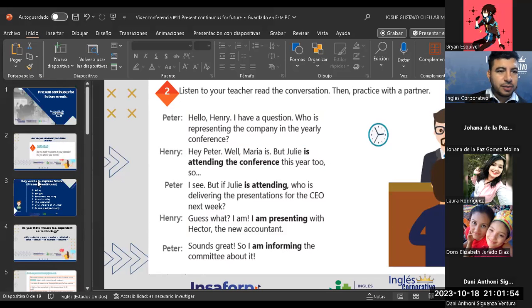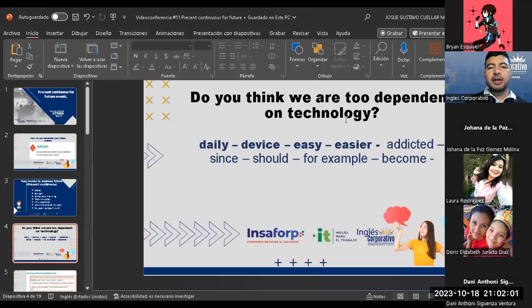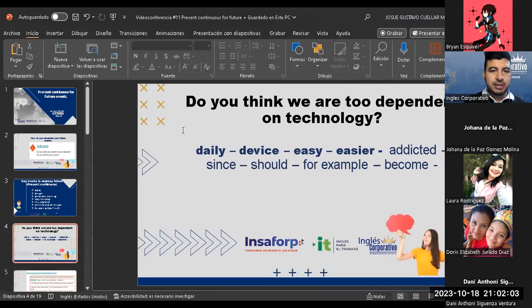Okay, let's go with this. Speaking activity. Do you think we are too dependent on technology? Okay, could it be? You have some vocabulary. Device es un dispositivo. Addicted es adicto. Here we have, yeah, that could it be. I would like to know your opinions about this topic. Please text in the chat.